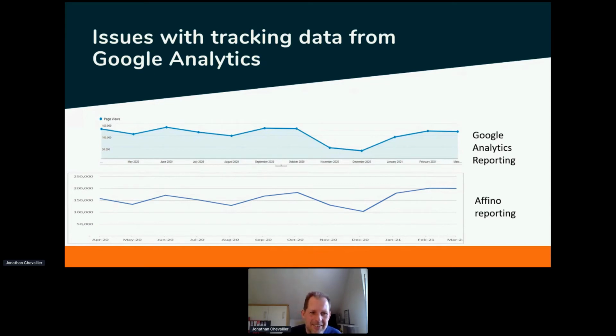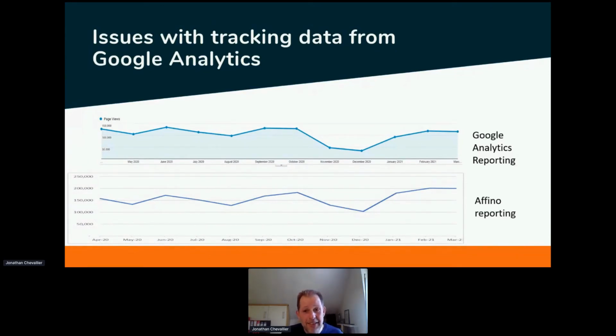And you can see this in this top line here, which is the Google Analytics reporting line. The line at the bottom is our Atheno reporting line, because we can report page views in Atheno. It still drops down in the autumn because that was a period in which I think across most sectors there was a drop in user engagement. But that highlighted a real big issue to us if you're focusing your reporting using cookie-based approaches with Google Analytics.